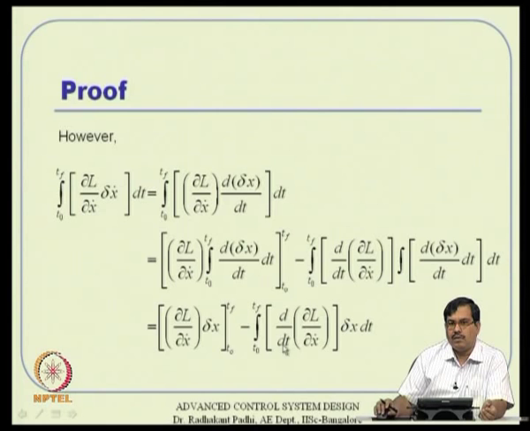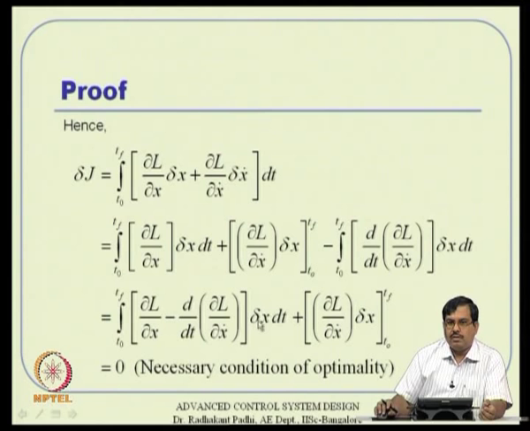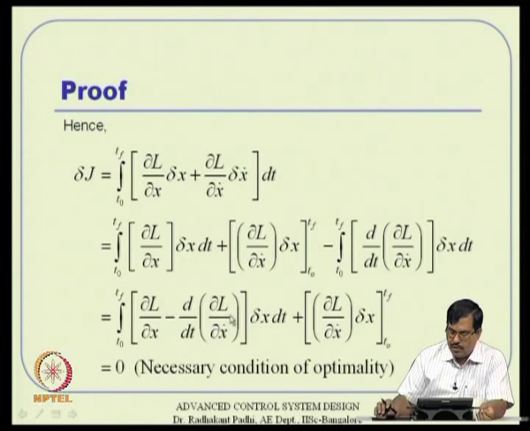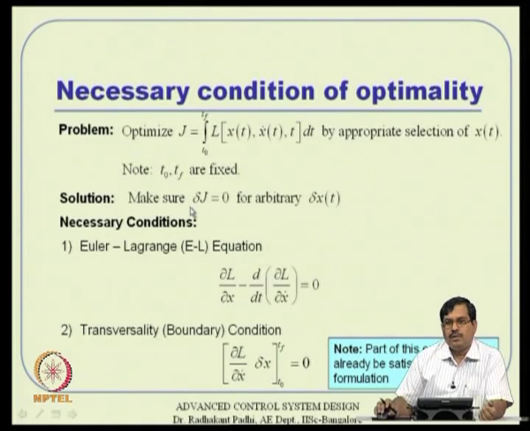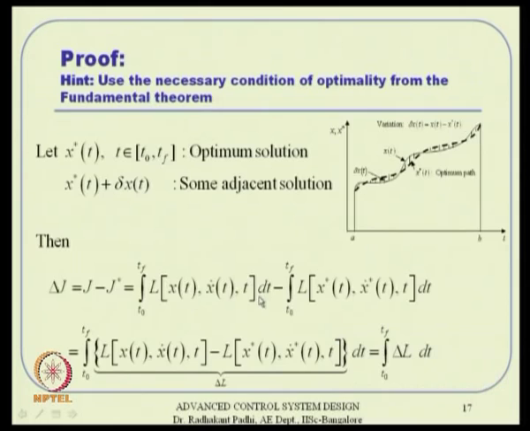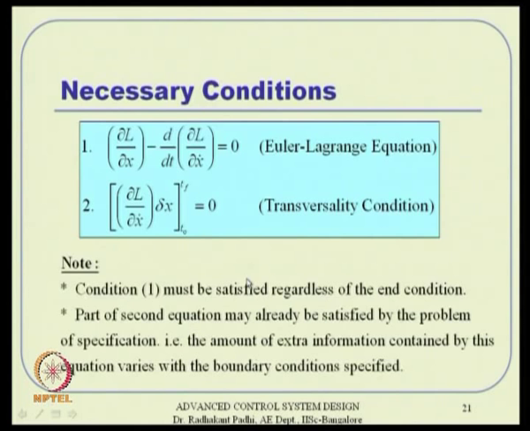Now, we combine the delta x terms on one side and the boundary condition terms on the other side, and this has to be equal to 0 for all variations of delta x as well as delta x f. Then, by the fundamental lemma, the coefficients have to be 0, and hence we get the necessary conditions. One is the Euler-Lagrange equation. The second one is the transversality condition, which we summarize here. These two conditions are what we can derive quickly this way.